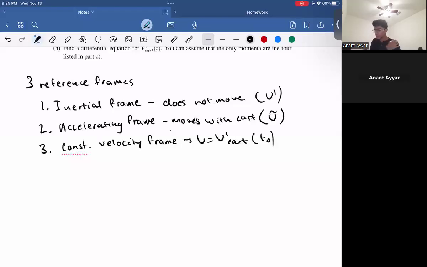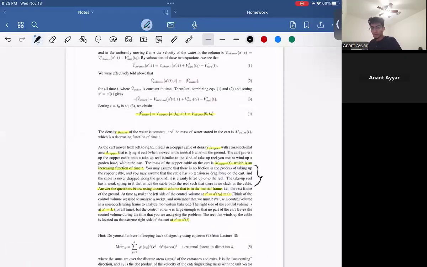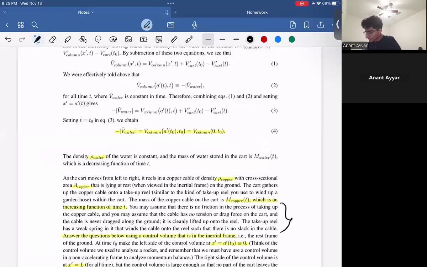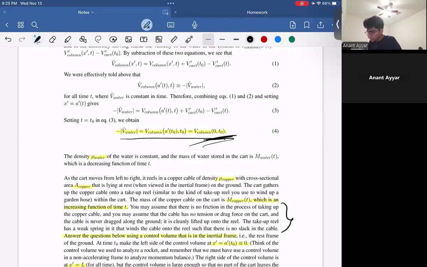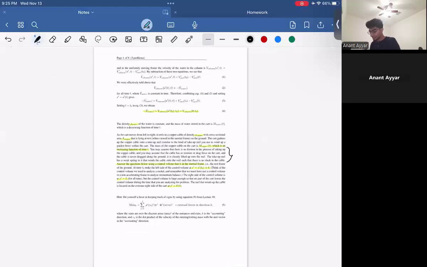And the last one, basically we have an equation here, and this equation will come in handy for doing a lot of momentum calculations. So that's basically the only reason we need this constant velocity frame.